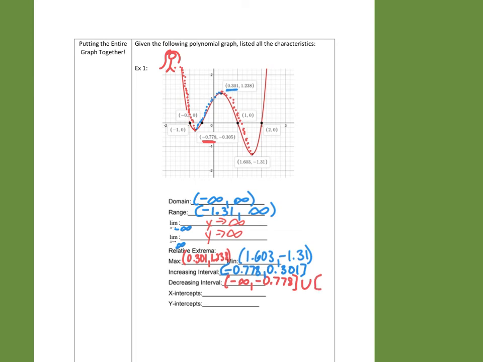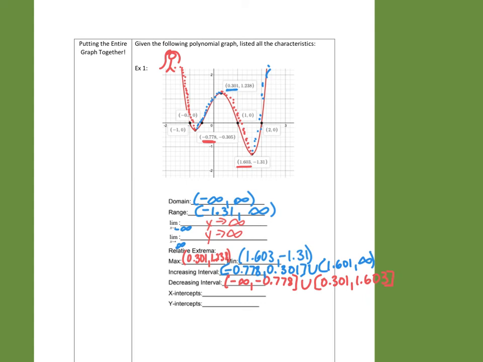So from 0.301 to the x value here, which is 1.603. And then my turning point, I start to go back uphill to infinity. So we'll go ahead and put a U shape here from that x value where I left off, which was 1.603 to infinity. Is my increasing interval.